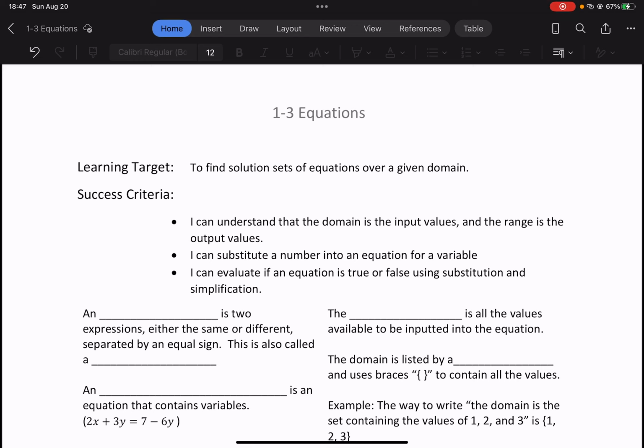And it says, first success criteria is that I can understand that domain is the input and the range is the output. So whatever you put into the equation is your domain, and whatever you get out is the range. And so you can substitute a number into an equation, and you can evaluate if an equation is true using substitution and simplification. So let's look at it.